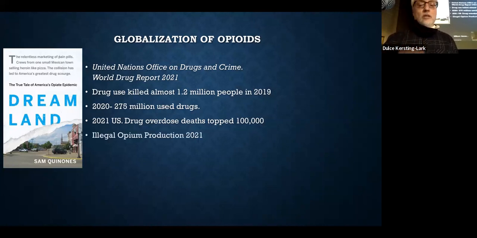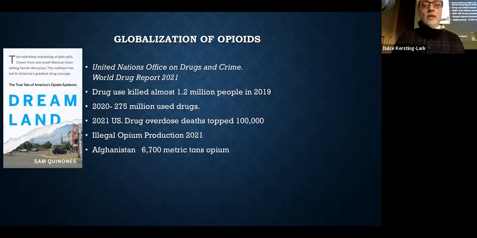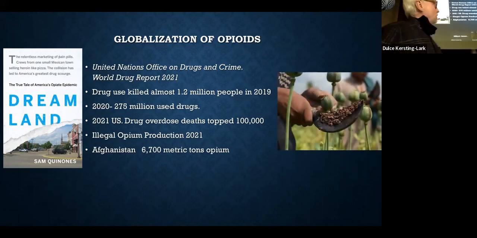In 2021, the UN reports that for illegal opium production, so focusing just on opium, the illicit, not the legal opium or opioids being produced, the number one country producing opium is Afghanistan. Afghanistan produces some 80% of the world's opium, something close to that, which in 2021 equals 6,700 metric tons of opium. This is the illicit market that they're estimating. And this is an image of harvesting opium in Afghanistan. Basically you take the poppy at a certain stage of its life, you scrape it, it oozes, and you collect the sap.